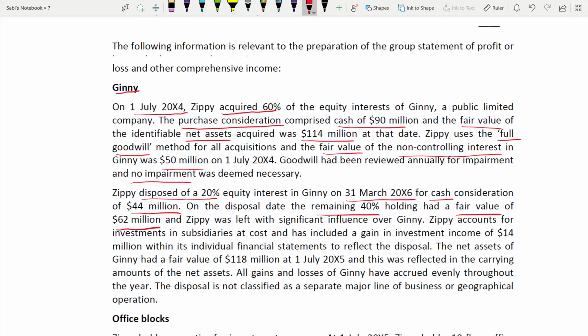So now, what are they saying? Here accounts for investment in the individual accounts they're talking about. Since Zippy is acquiring the subsidiary, so investment in subsidiaries at cost and has included a gain in investment income of 14 million. So gain in investment income of 14 million within its individual financial statements to reflect the disposal.